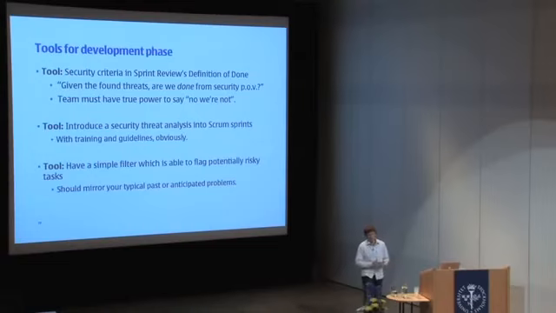Otherwise, they really have to have the freedom to say that we are not done from the security point of view. And in that case, those tasks will not be marked as done, and they have to continue that during the next sprint. The second tool is that, obviously, for the team to be able to answer that question, they need to be able to do security threat analysis.